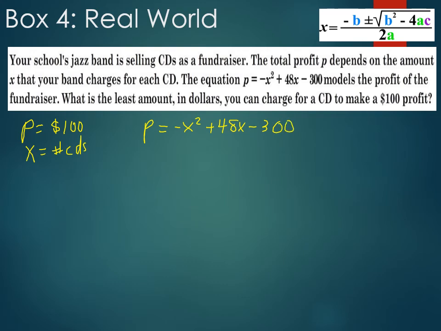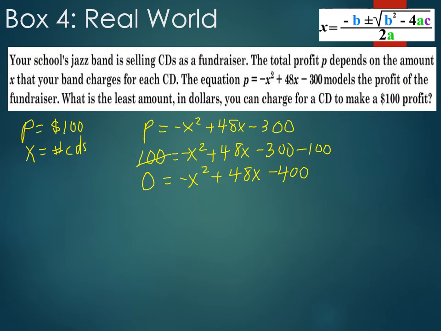Agreed? Yes. And now we're going to plug in our variables that we know, which is step 5. So we have 100 equals negative X squared plus 48X minus 300. If I want to use the quadratic equation to solve this, what do I need to do? Subtract the 100. So now I have 0 equals negative X squared plus 48X minus 400. So we have A equals negative 1, B equals 48, and C equals negative 400.